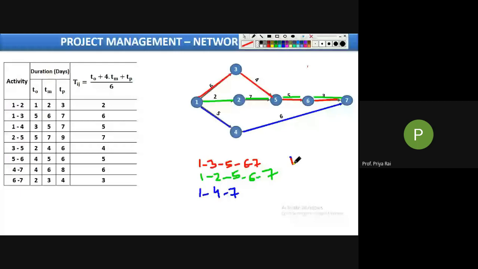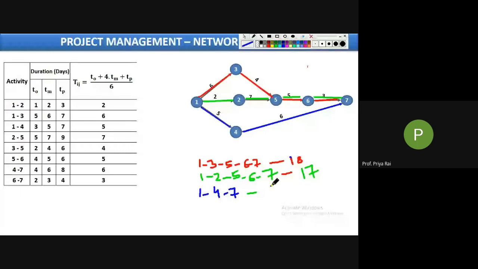First path is 18. What is the second path duration? 2, 7, 9, 9 plus 5, 14, 14 plus 3, 17. This is 17. Then what is the last path duration? See, 1 to 4 is how much? 5. 4 to 7 is how much? 6. So 5 plus 6, 11.